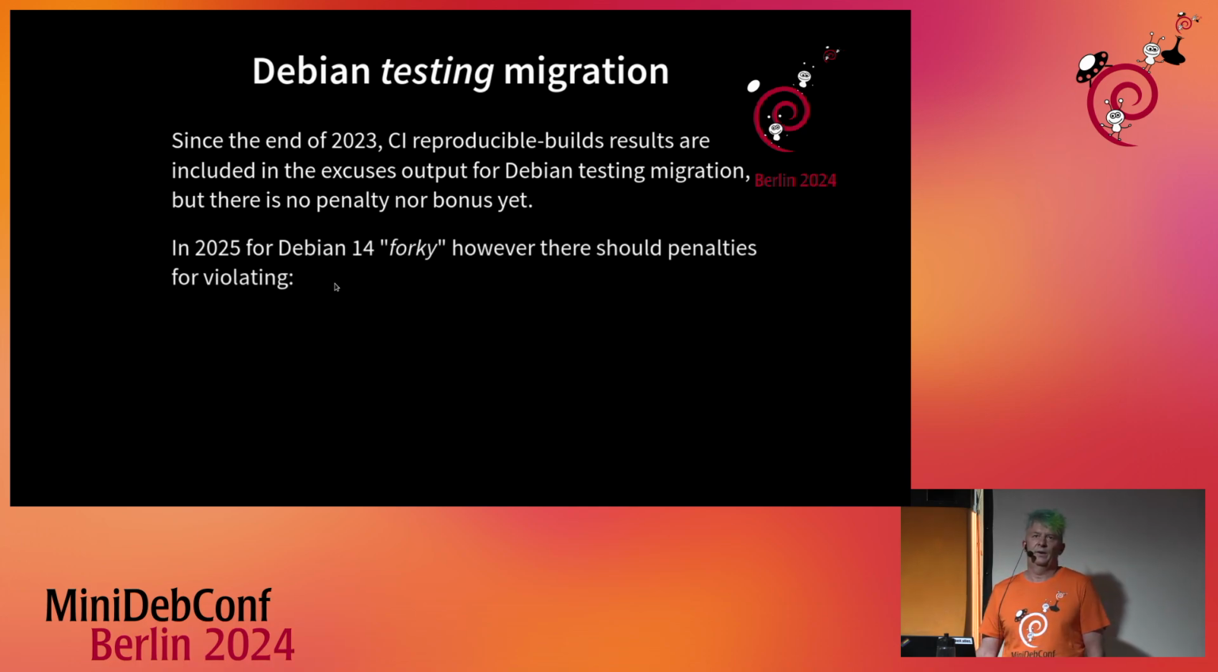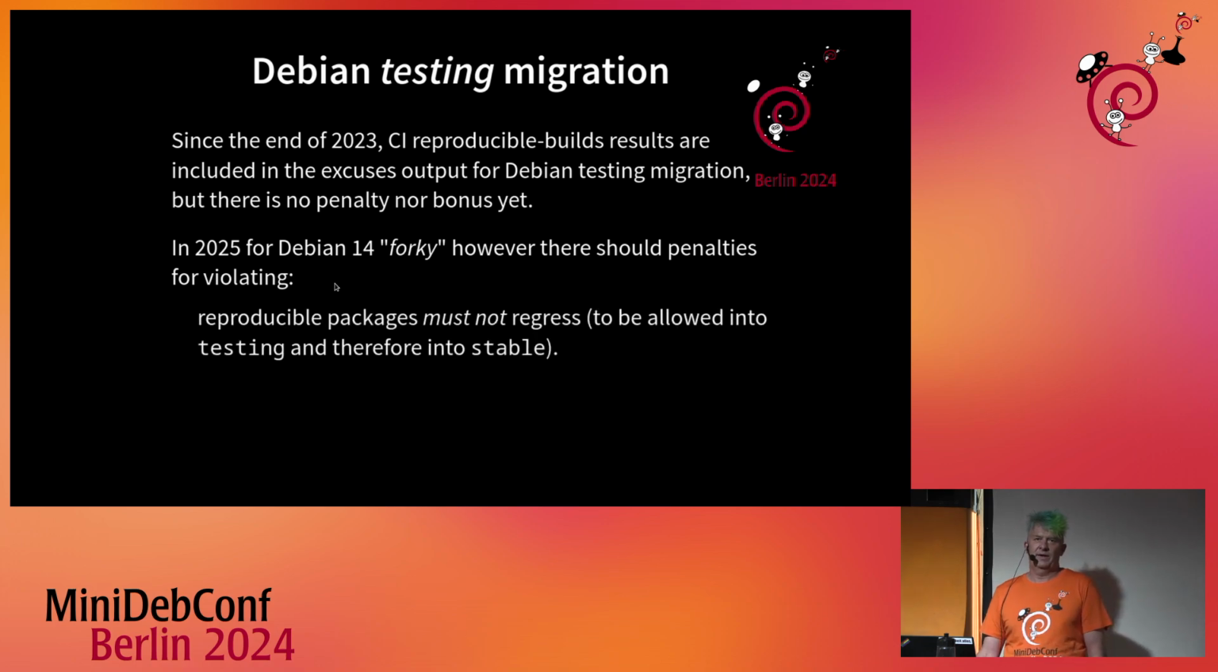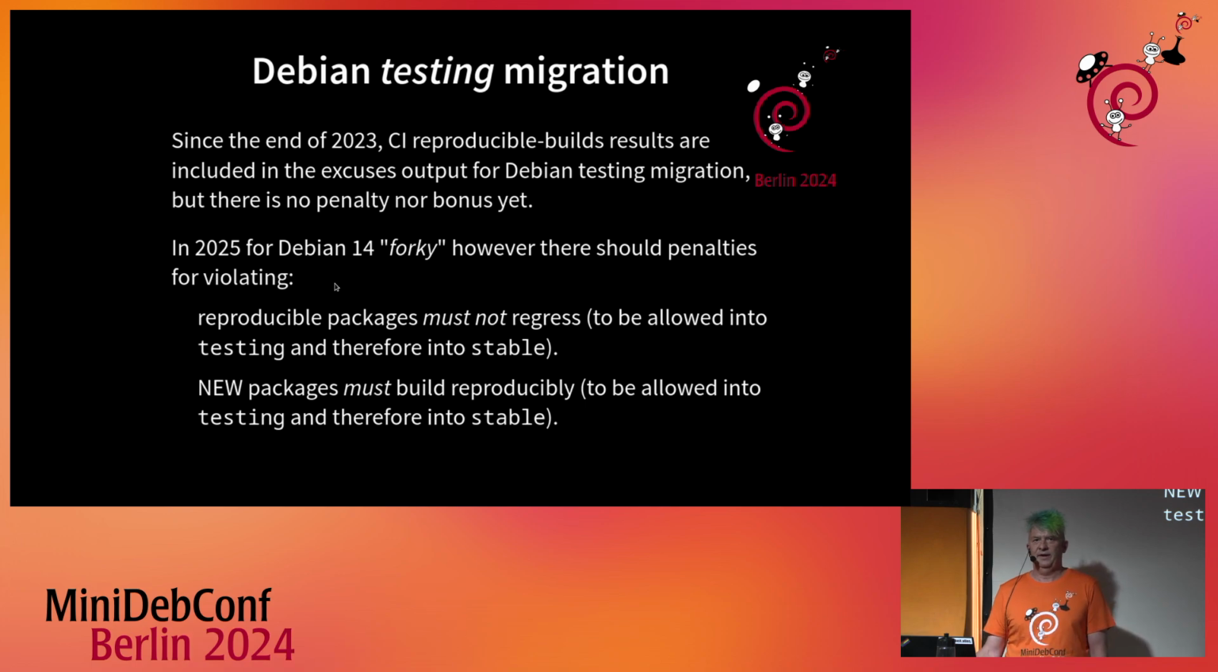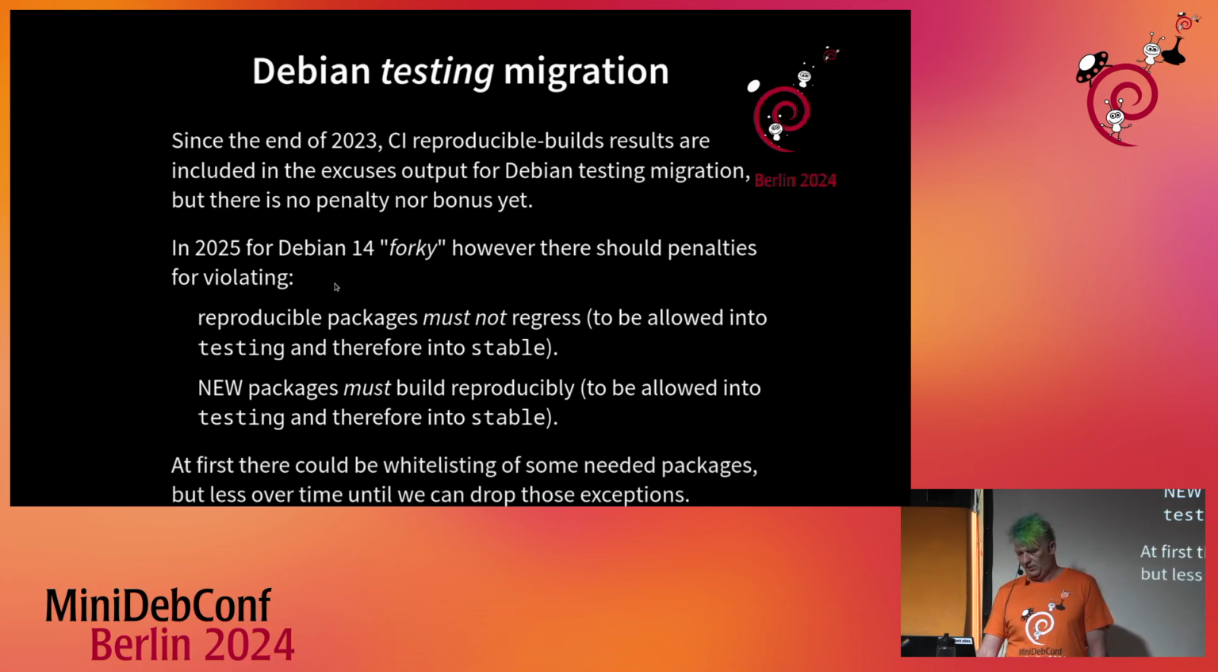And I hope that when we start working on Forky, the release after Trixie, there will be penalties for violating that packages which are reproducible must not regress, and that new packages must be reproducible. Hopefully this will just be penalties for the testing migration, hopefully coming next year. So that is also nice. And at first there could probably be whitelisting of some packages which we really need and which we cannot drop.